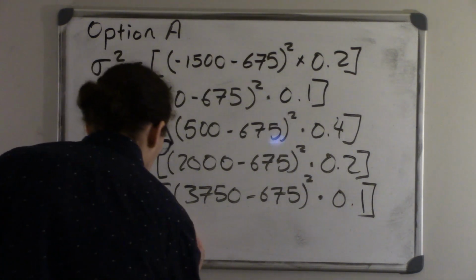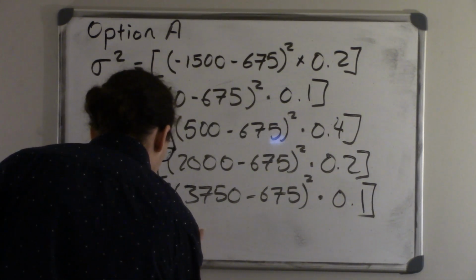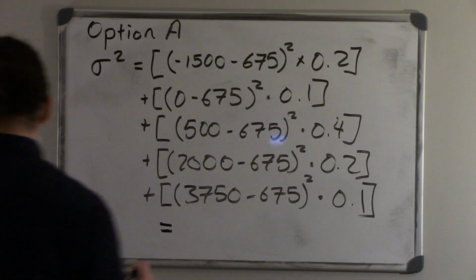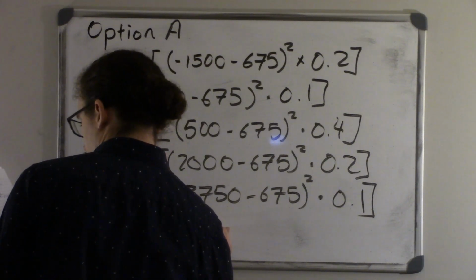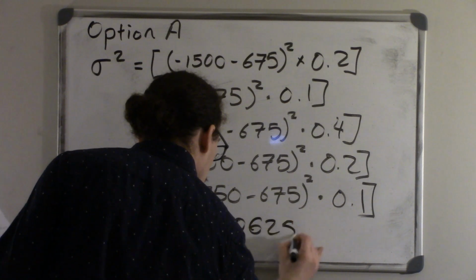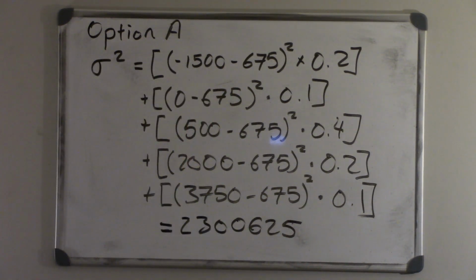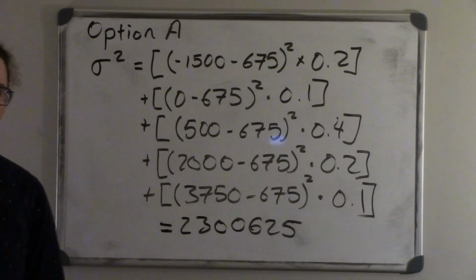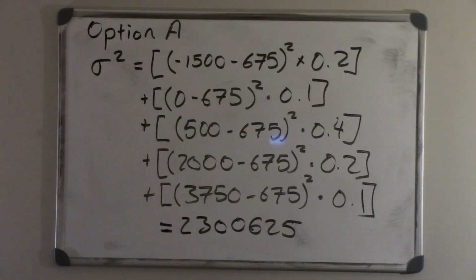But regardless of how you do it, once you get those values, you add them all up, you're going to find a variance of, let's see, 2,300,625. And that is how we're going to do that variance calculation. Now, when we look at our final answer, 2,300,625, that doesn't necessarily tell us a whole lot.